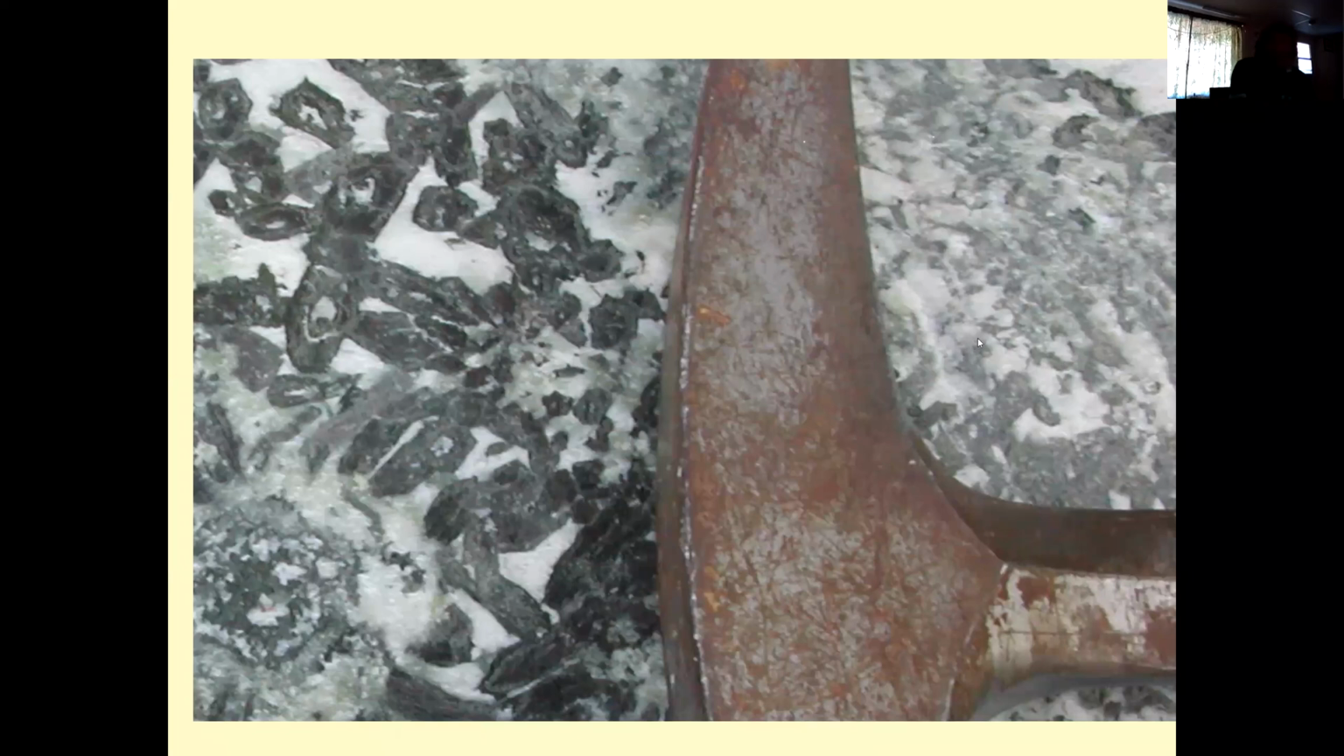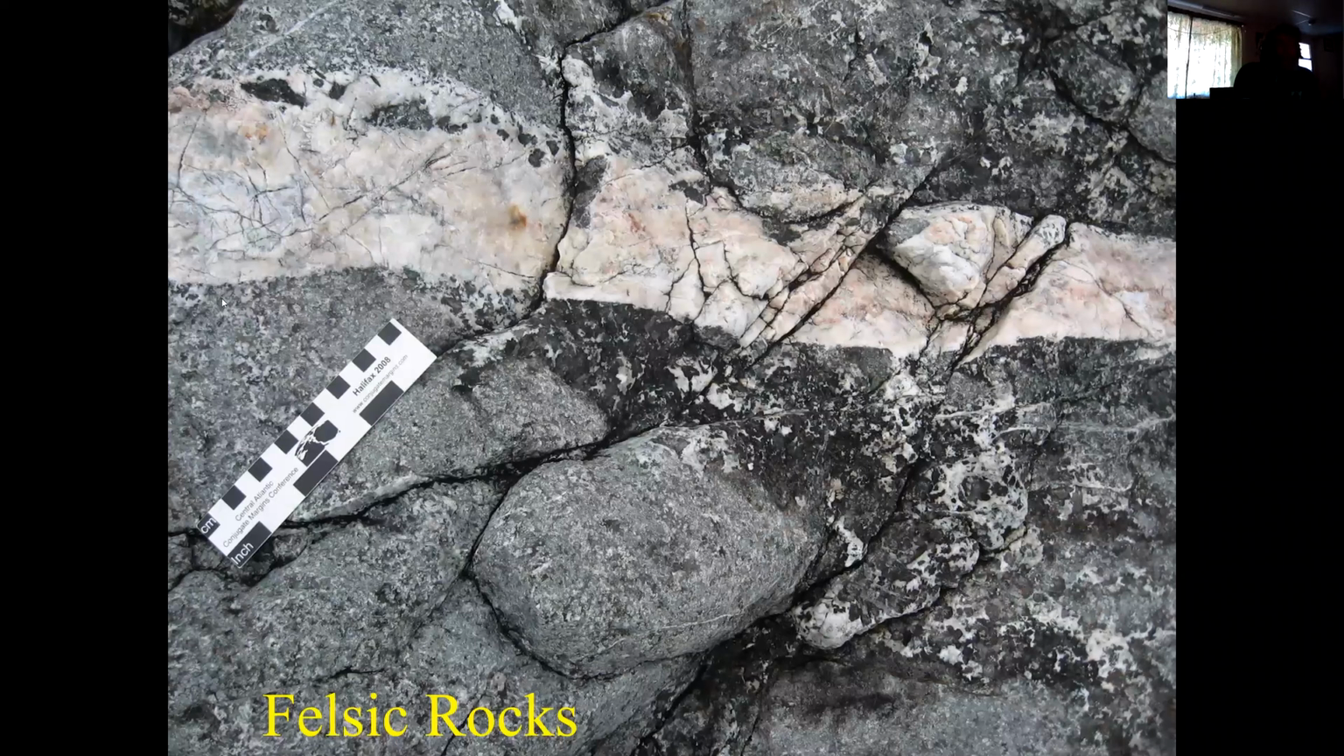If that wasn't enough variability, there's also felsic rocks which tend to be late. You can see some sharp contacts that are quasi-planar. Some are locally scalloped contact relationships as well. They also occur in more brittle environments.